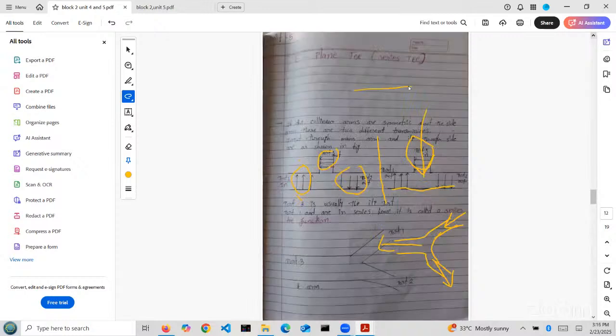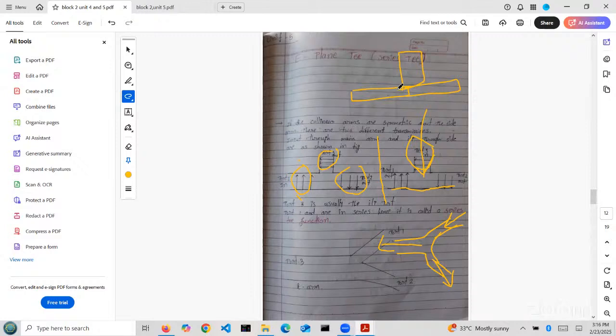We have port 1 on one side, and the other side is port 2. We have port 3 in the upward direction, like this. In the upward direction, port 3 is kept. This is about the E-plane tee.